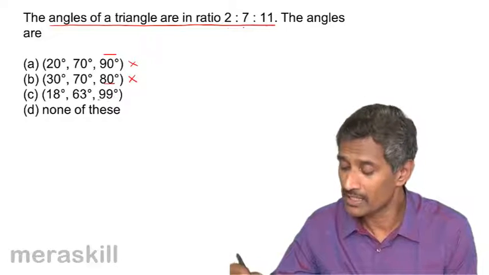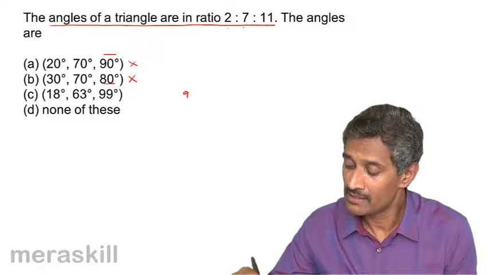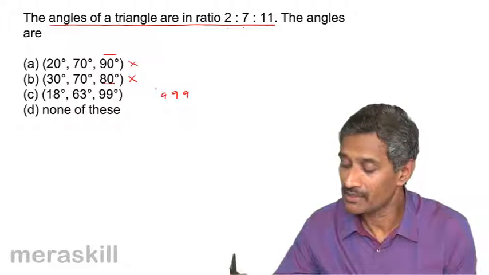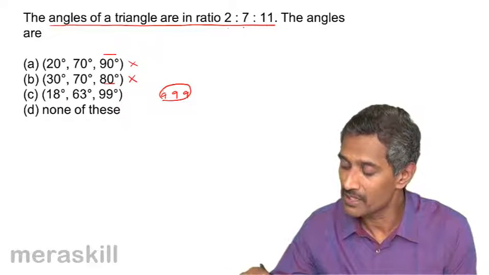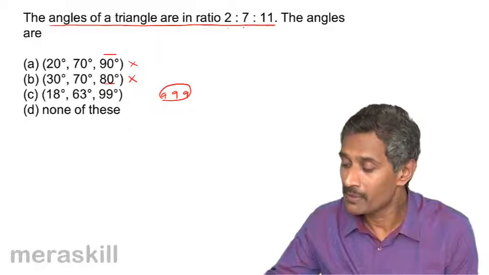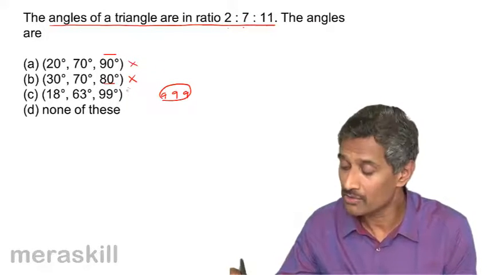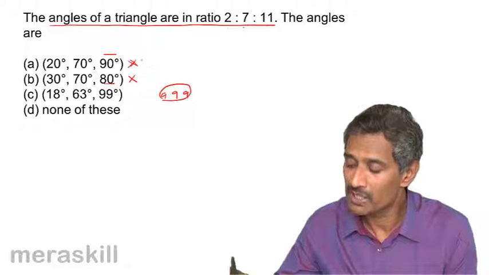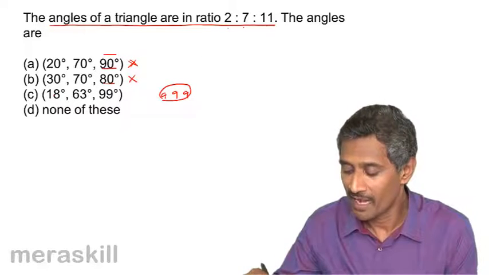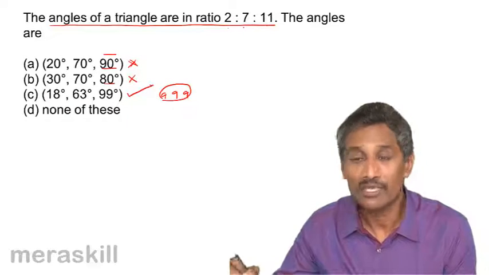Now let's check this orally. 18, 63 and 99. 99 divided by 11 is 9. 63 divided by 7 is 9. 18 divided by 2 is also 9. So that means there is a common ratio factor 9 to all these, and each of them is divisible by 2, 7 and 11 respectively. So without calculating, by the process of elimination, we have eliminated this particular case because the last term is not a multiple of 11. And these ones you can divide by the terms and you get a constant number. So this could be the option.